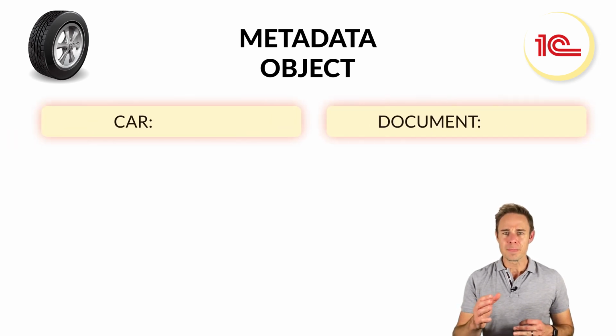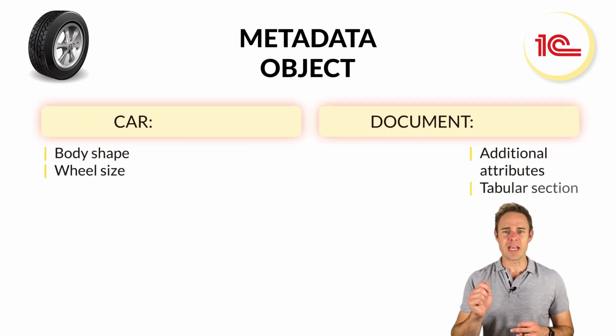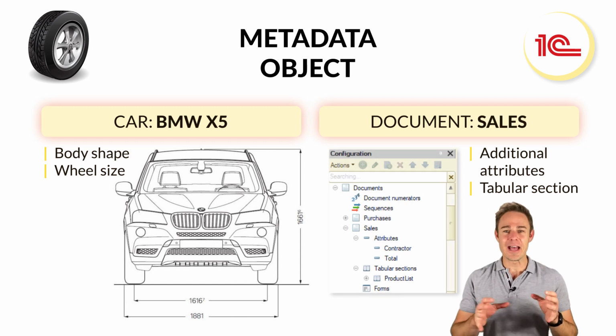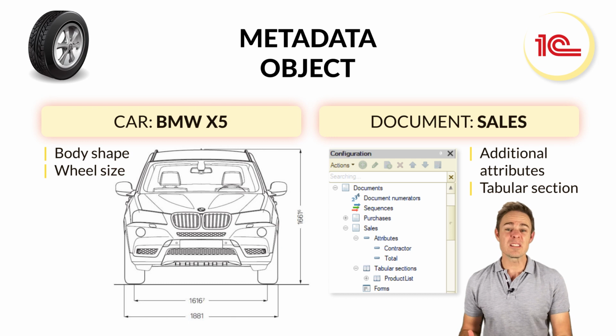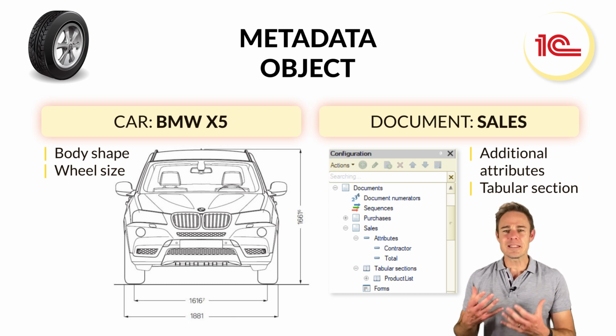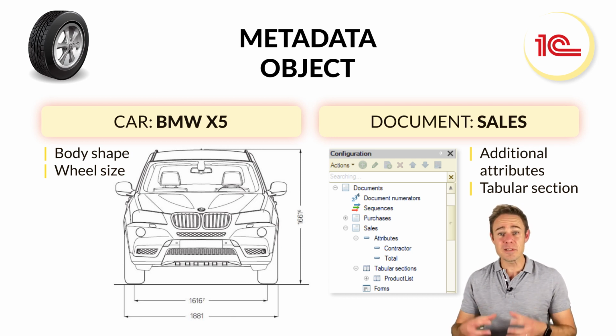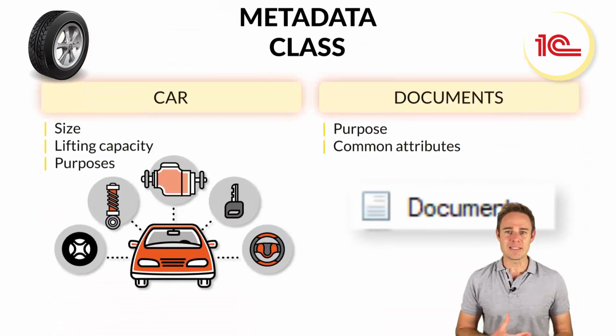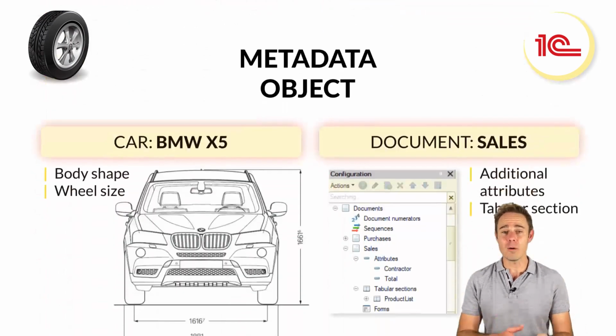We'll take a car, add new attributes, and in the end, we will have our new specified car, such as a BMW X5. Now, we actually took a car as a template and added some characteristics like the body shape, wheel size, etc. But still, it's a template for creating a final specific vehicle. So that's how we created an instance of a metadata class, a metadata object.